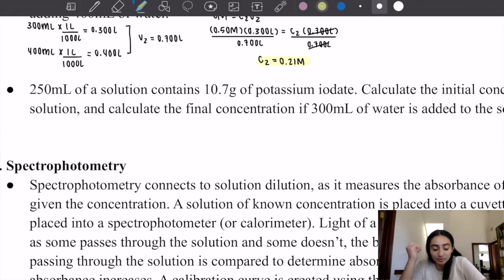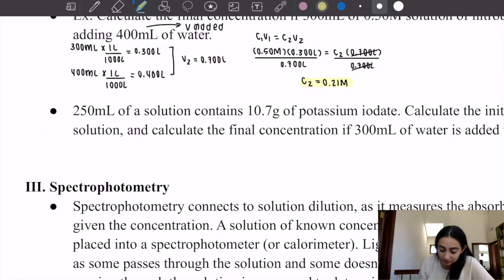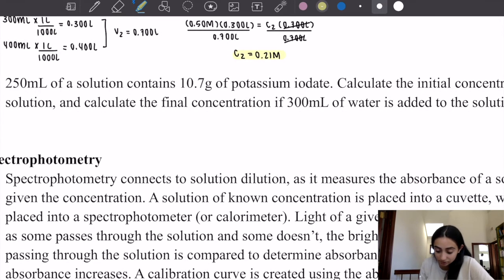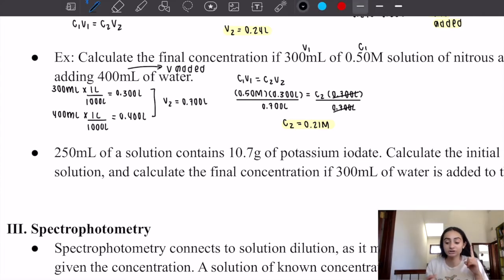In our last example, we have 250 milliliters of a solution that contains 10.7 grams of potassium iodate. Calculate the initial concentration of the solution and calculate the final concentration if 300 milliliters of water is added. Okay, so we have multiple things to calculate in this problem. We need initial concentration, and we're calculating final concentration given that 300 milliliters is added to our initial volume of 250 milliliters.